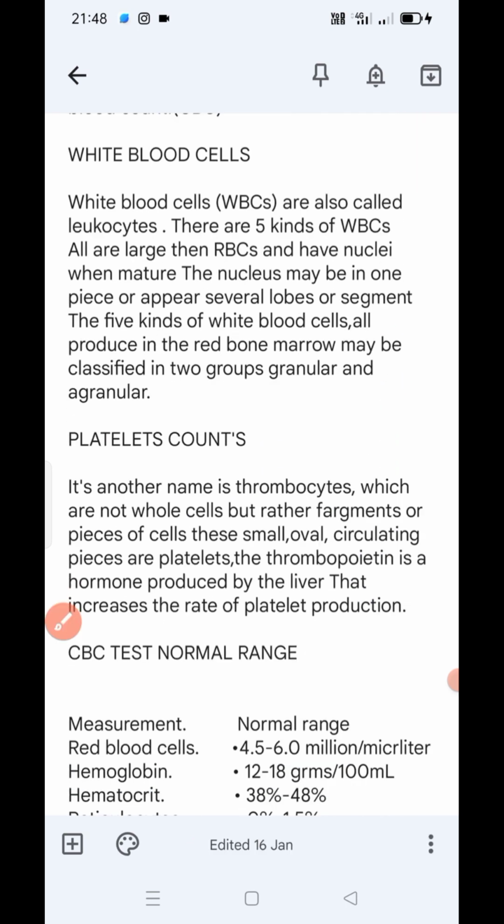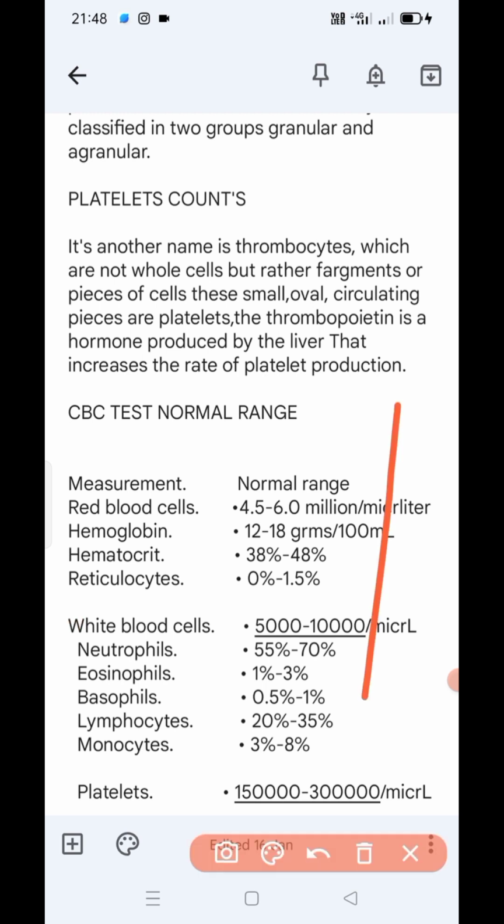So now, other than that, the platelet count. The platelet, another name is thrombocytes, which are not whole cells but are small cell fragments or oval circulating pieces. Thrombopoietin is a hormone produced by the liver that increases the rate of platelet production.